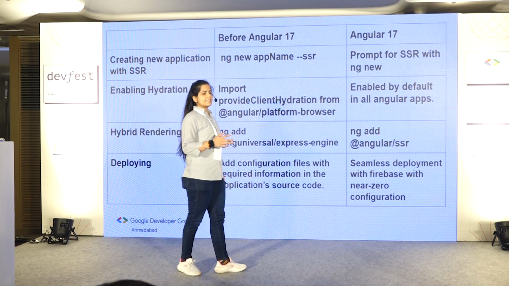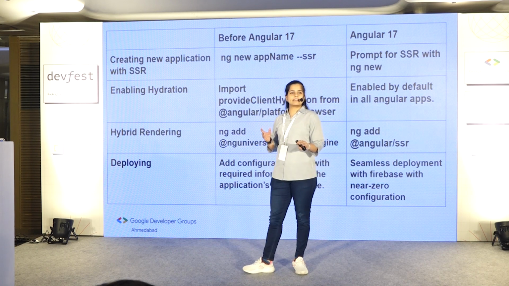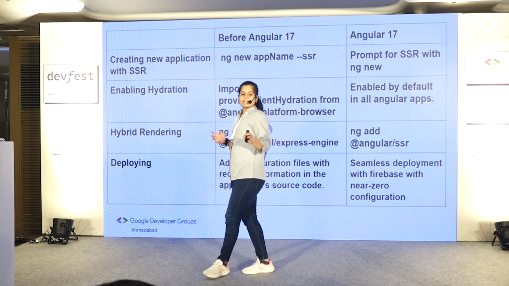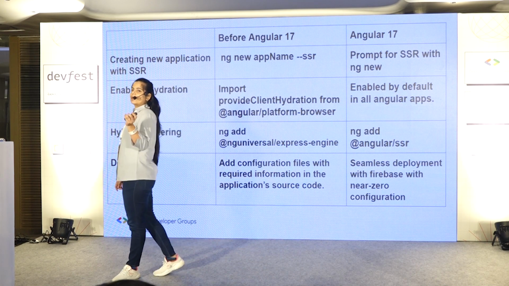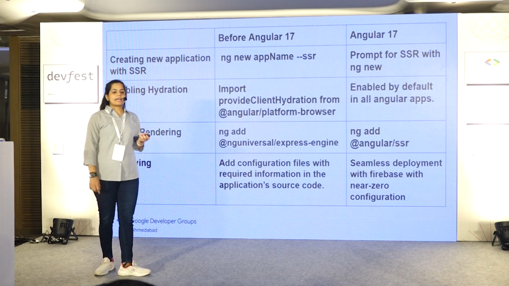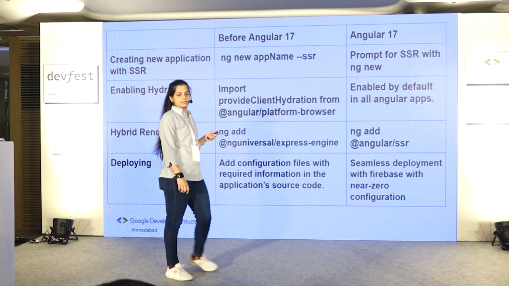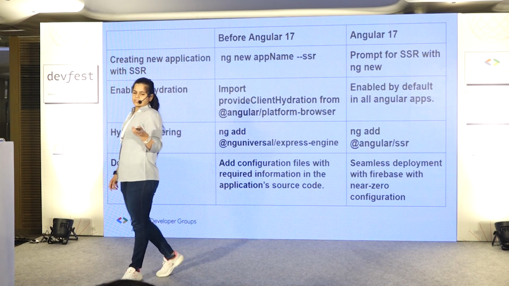The fourth one is deployment. With Angular 16, we had an option of seamless deployment with Firebase with nearly zero configuration. Till Angular 16, we had to give some additional configuration files in our source code, but that won't be needed from Angular 17 because with Firebase, we can have a seamless deployment. So this was all about the improved SSR support.